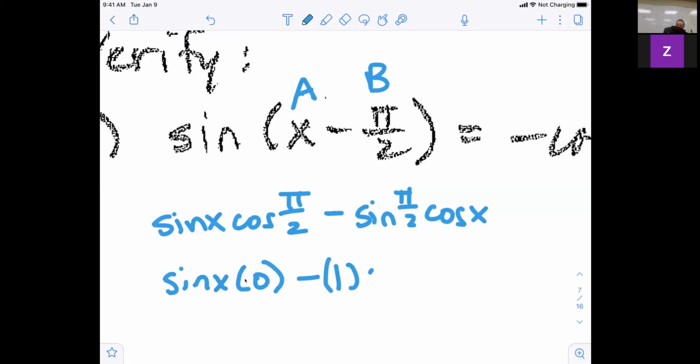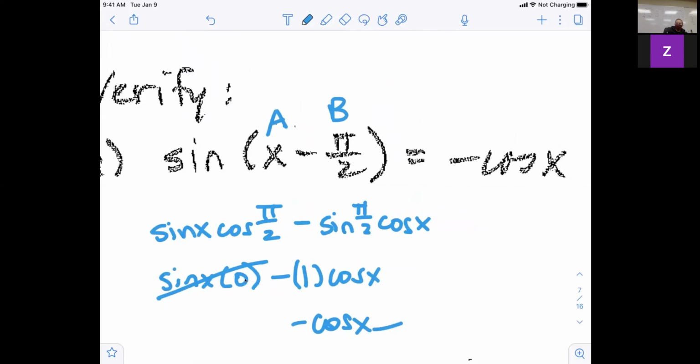And then times cosine of x. Now, once we plug in 0 and 1, we can do some simple math, some simplifying, to see what happens next. 0 times anything is 0, so the sine x goes away. And then negative 1 times cosine x, well, that's just going to have to stay as negative cosine x. And if you look, that's exactly what we were trying to match it to. We did it. 13.